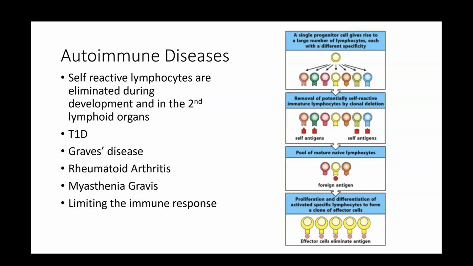All right, so we're done with hypersensitivities. Now let's move on to autoimmune diseases. Let's remind ourselves that... I'm going to skip over T cells, but let's use B cells as an example.